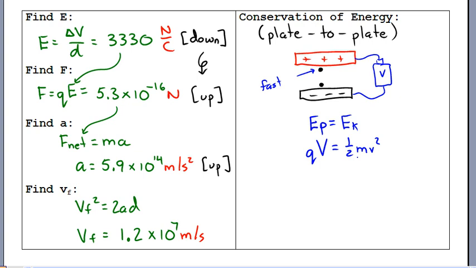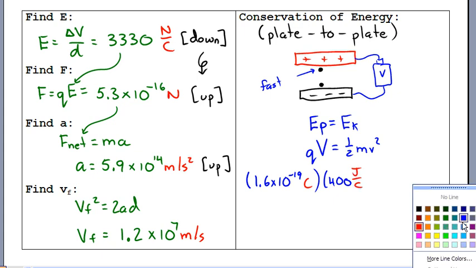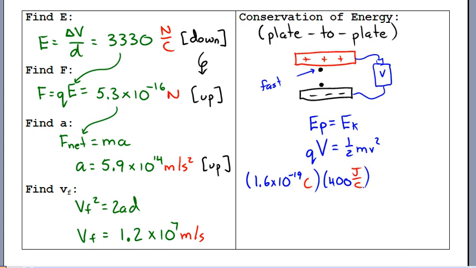So you can find that 1.2 times 10 to the 7 number super fast by just saying, okay, how much charge have we got? 1.6 times 10 to the negative 19 coulombs. Now I know it's negative, but don't worry about that. Just looking at this story, I can see that that electron's going to pick up speed. So I can just take values here. I'm going to multiply that by 400 volts, which are actually joules of energy per coulomb. And I'm ignoring the negative sign on this plate-to-plate calculation because I simply want to find how much energy we've got. And that's going to get converted into going fast.